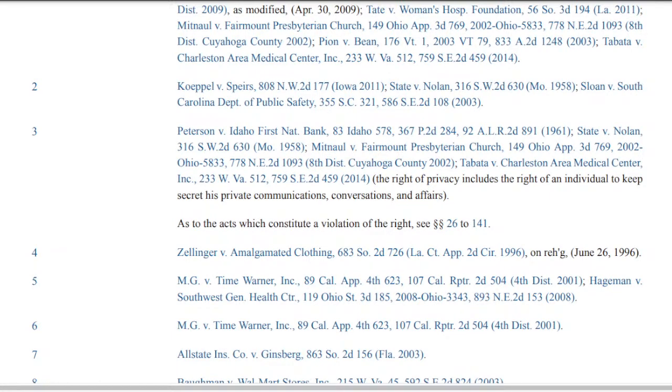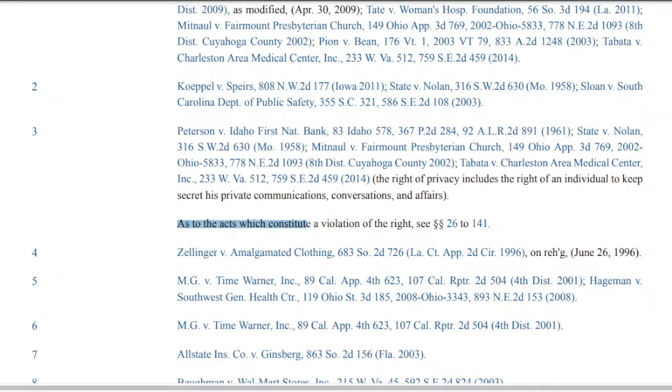All right, let's continue here with this. The right of privacy includes the right of an individual to keep secret his private communications, conversations, and affairs. And that's a 2014 case. First National Bank of Idaho, or Idaho First National Bank, State versus Nolan, Cuyahoga County in Ohio, and West Virginia, Charleston Area Medical Center Incorporated. Interesting. So these are pretty recent cases, 2014. Something to think about, guys. If you do want to do further research on these topics, these are cases that are rather recent, and you can always look at the transcripts of these.